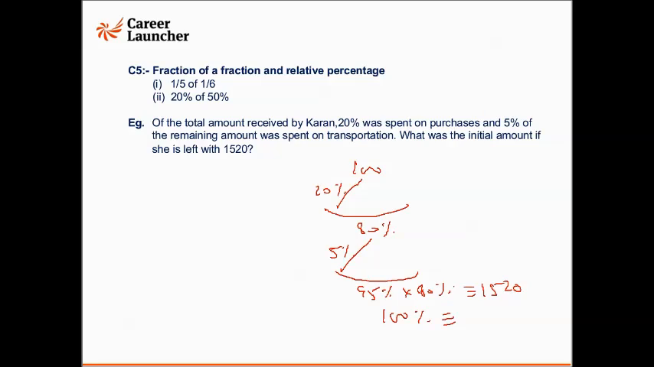Okay. So what will you do? 1520 divided by 95 into 80, into 100 into 100. So you will get 2000 rupees. Okay. So this will be our approach to solve this question.